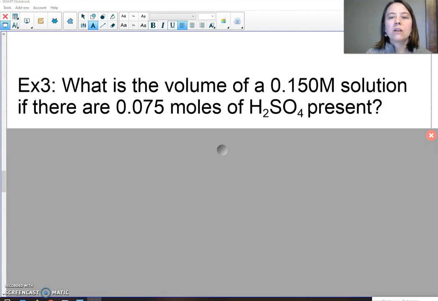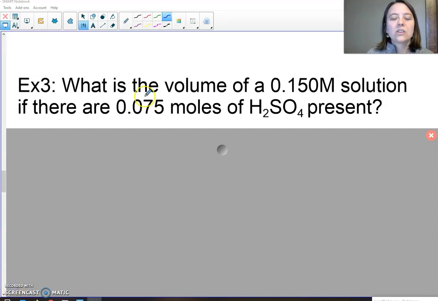Now let's talk about our third example. What is the volume of a 0.150 molar solution if there are 0.075 moles of sulfuric acid present? So looking at our question, it's asking what is the volume? So that's what we're solving for. And we know that we have 0.150 molar, that's our molarity. And we know we have 0.075 moles, and that is our number of moles.